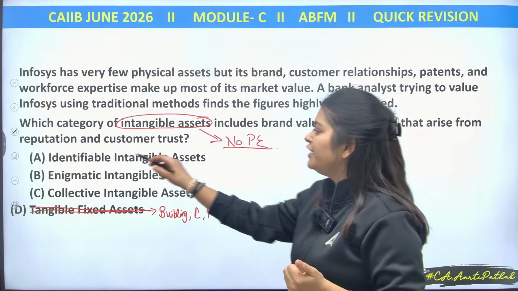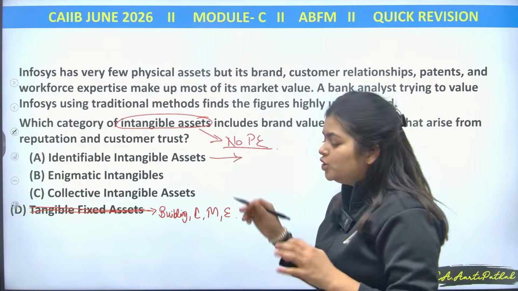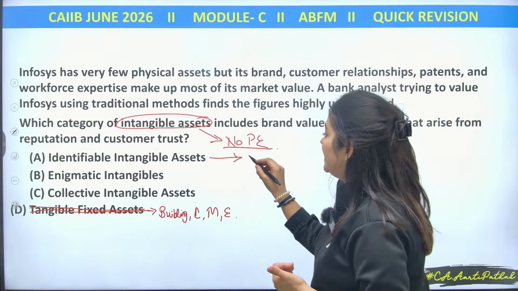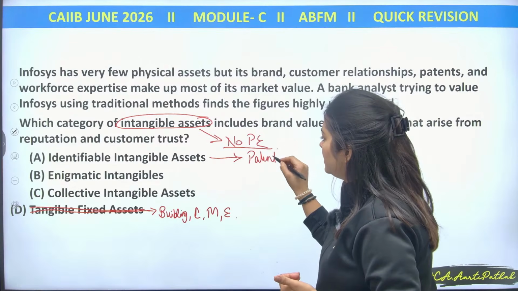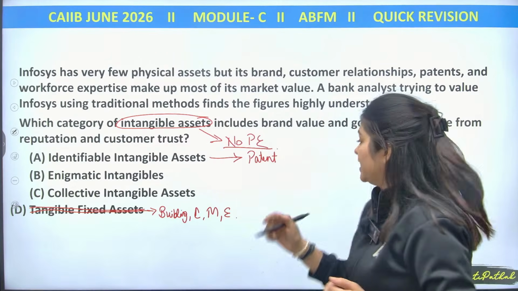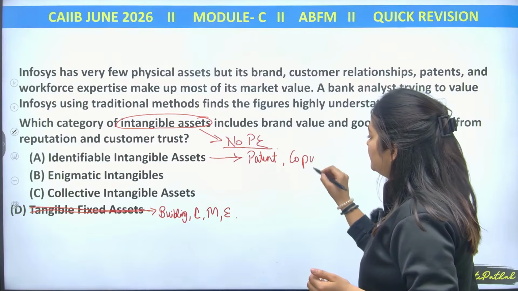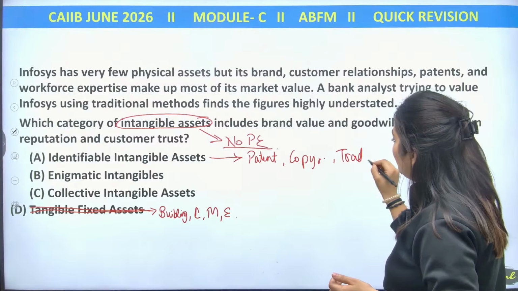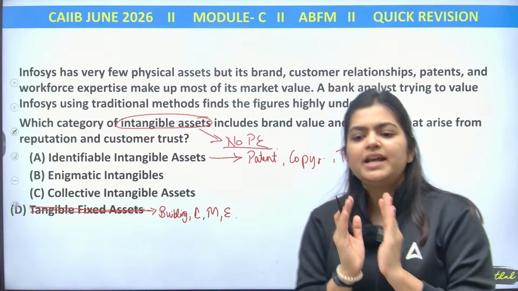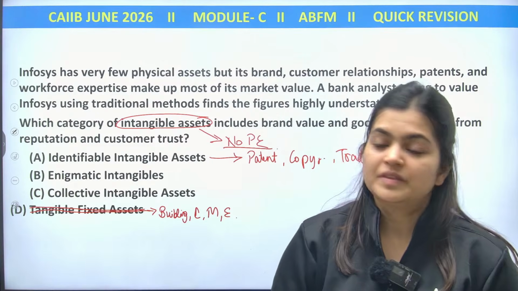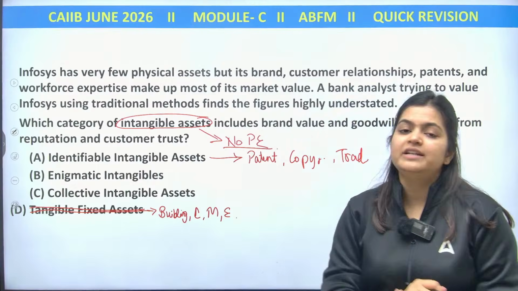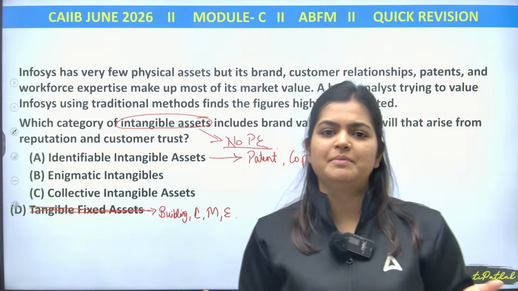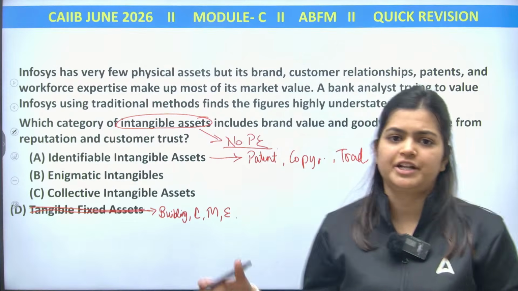Now, identifiable intangible assets means you can clearly identify their cost. Suppose if I purchase a patent, and if I register the patent, I know what is the value of it. If I register a copyright, I know what is the value of it. If I purchase a trademark, I know what is the value of it. Clearly, I can identify their value. That is what identifiable intangible assets are. You have registered that thing, you have paid some amount, you have given the brokerages, whatever it is.